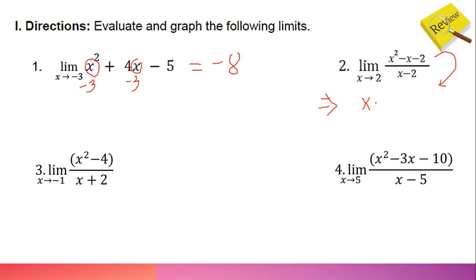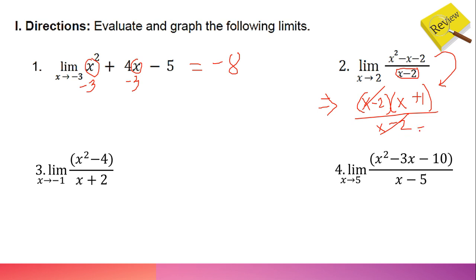This is x minus 2 kasi negative sila. Tapos x plus 1. Tapos x minus 2. Sir, bakit kailangan kong i-factor yung x squared minus x minus 2? Kasi yung denominator, pwede siyang i-cancel. Commonalities po. So, matitira dyan is x plus 1.